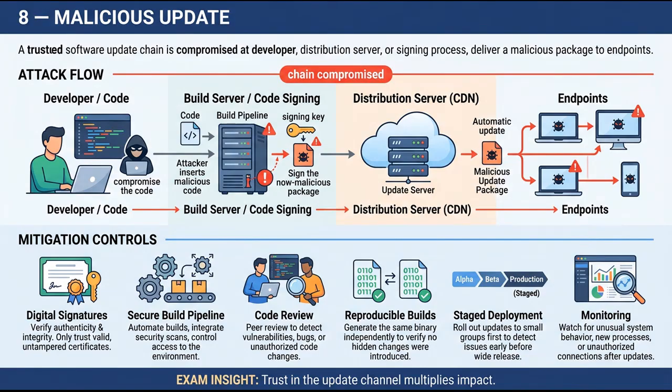A malicious update abuses the trust organizations place in software distribution. Attackers may compromise a developer workstation, build pipeline, update server, signing key, repository, or third-party component. The resulting package reaches customers through a process that normally indicates safety. Because updates may run with high privilege and deploy broadly, one compromise can create large impact.